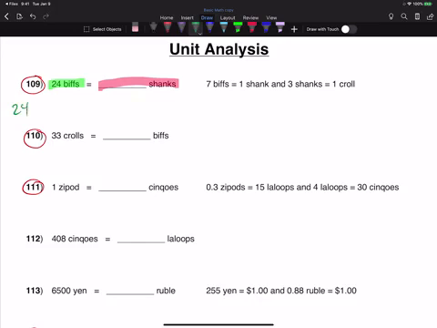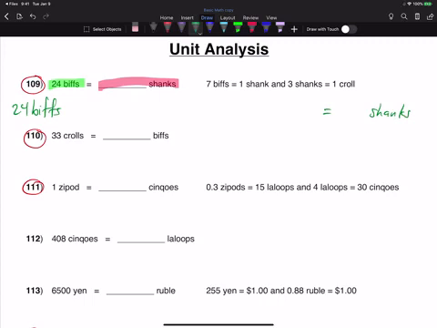So 24 BIFs is equal to, now you'll notice how much space I left after the BIFs, because I just don't know how much space I'm going to need to solve the problem. And after the equal sign, I'm going to write the kind of answer that I'm expecting. In this case, shanks.